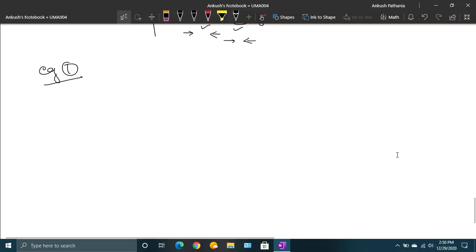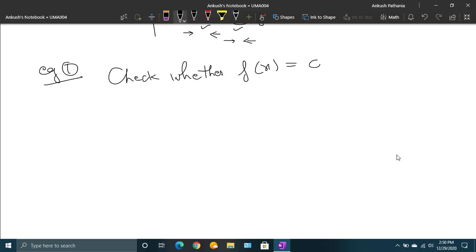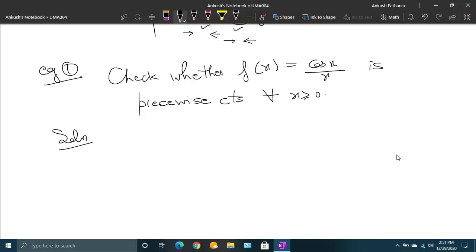So we can also now take some examples related to piecewise continuous functions. If you understand the concept, let us check whether the function f(x) = cos x / x is piecewise continuous for all x greater than or equal to 0. So we have to check whether this function f(x) is piecewise continuous for all x greater than or equal to 0. Now in such a function we will be looking at the points where the limit of the function does not exist when we approach from left or right.